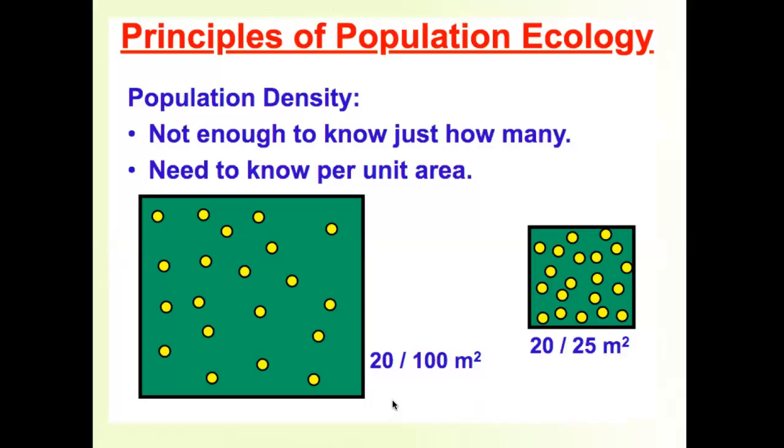All right, so let's take a look at some pictures here. Population density is not just knowing how many, but how many per unit area. In this scenario, we have two square boxes. They both have 20 individuals, but the 20 individuals here occupy 100 square meters, while these 20 individuals are within 25 square meters. So even though the numbers are the same, the individuals here are much more densely compacted than they are here. That's population density: how many individuals you have per unit area.